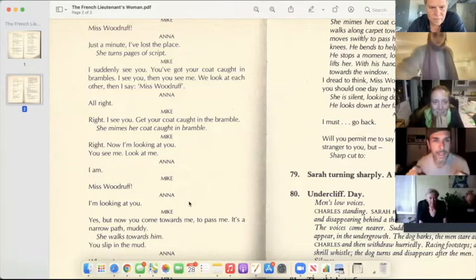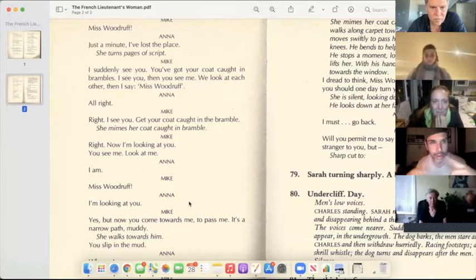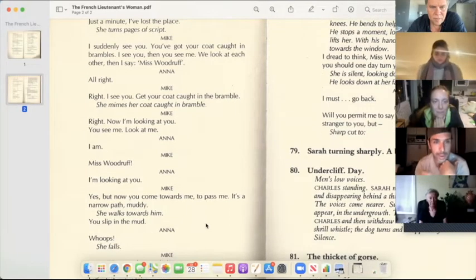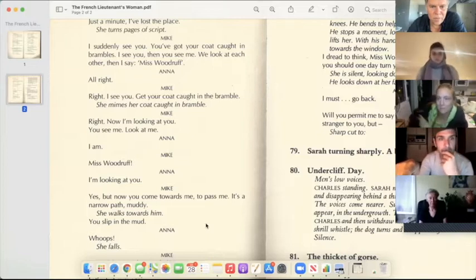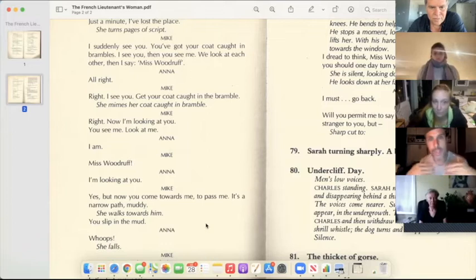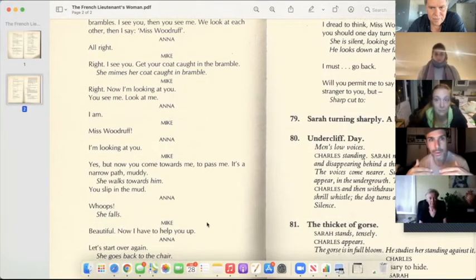Then Mike says, I suddenly see you. You've got your coat caught in brambles. I see you, then you see me. We look at each other and then I say, Miss Woodruff. All right. Right. I see you. Get your coat caught in the bramble. She mimes her coat being caught in brambles. Right. Now I'm looking at you. You see me. Look at me. I am. Miss Woodruff. I'm looking at you.